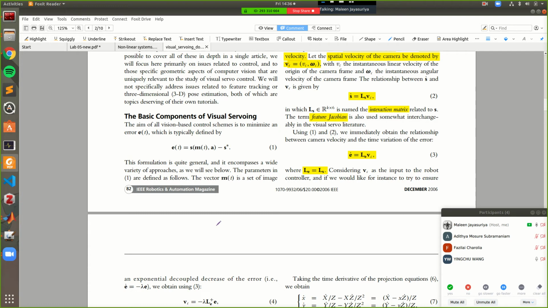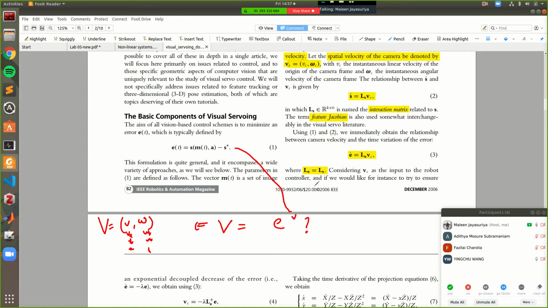So again, what is our goal now? We're trying to find a relationship between the velocity of the robot arm, which is a 6-DOF velocity. So v is equal to linear velocities and angular velocities: there is a vx component, vy component, vz component, omega x, omega y, omega z. And we are trying to find a relationship between this velocity and this error. What is this relationship?